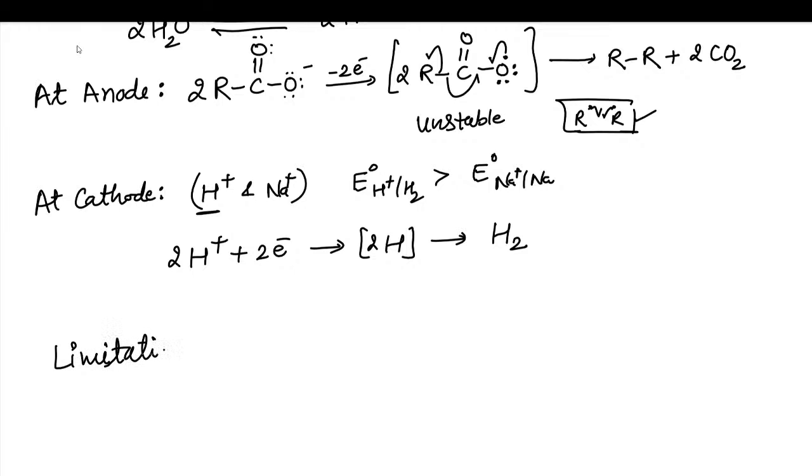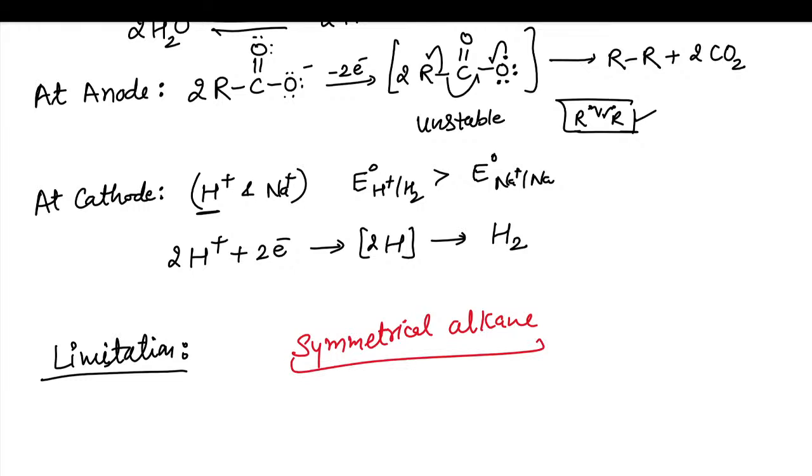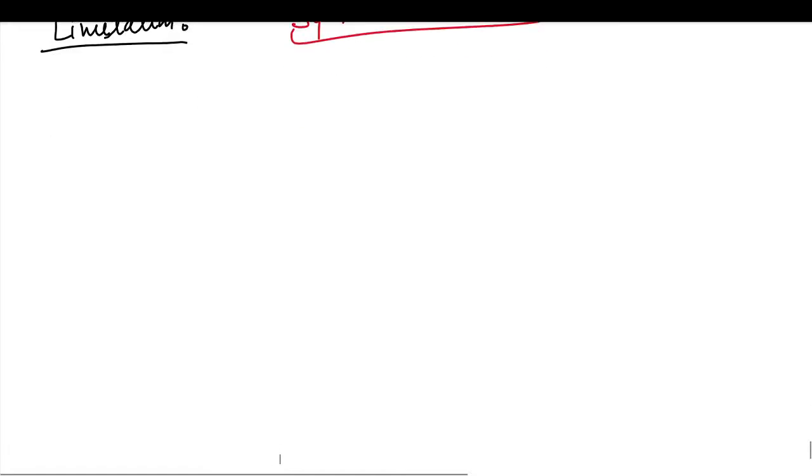Again, the limitation is the same. We get alkane with an even number of carbon atoms only, but not alkane with an odd number of carbon atoms. The limitation of Kolbe's reaction is the same. It leads to the formation of symmetrical alkane, or we can say alkane with an even number of carbon atoms. We cannot prepare alkane with an odd number of carbon atoms by using this method.